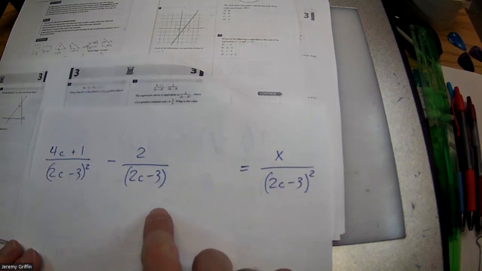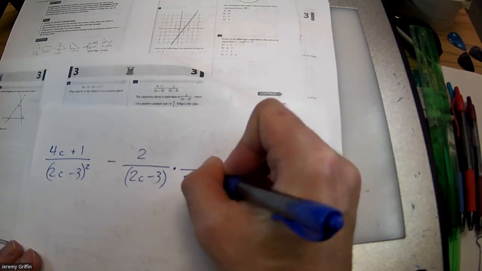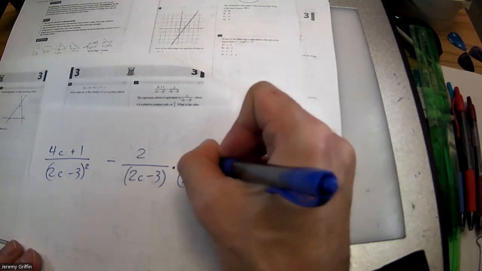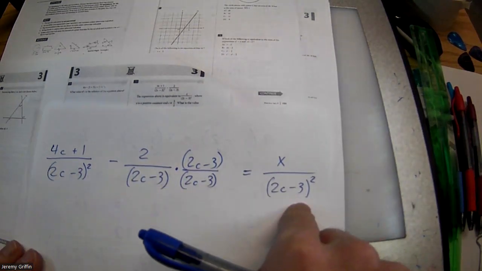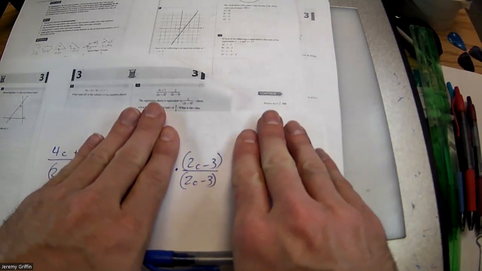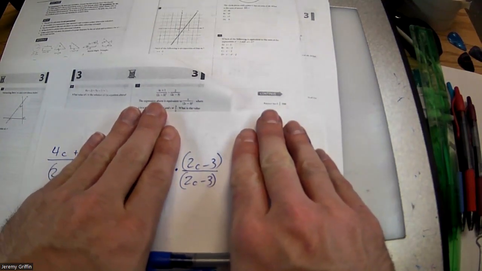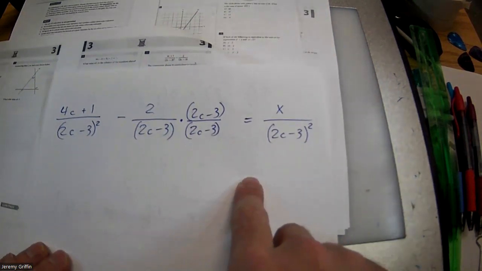How can I get a common denominator? 2c minus 3 over 2. Yeah, multiply top and bottom by this, because now the denominator matches all 3. But see the theory of why this works, because that fraction right there is equal to 1. So I'm not really changing anything. I'm just making the denominators match.